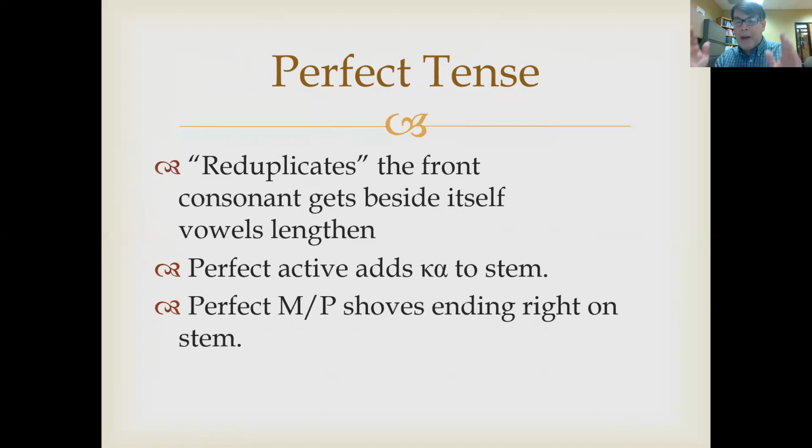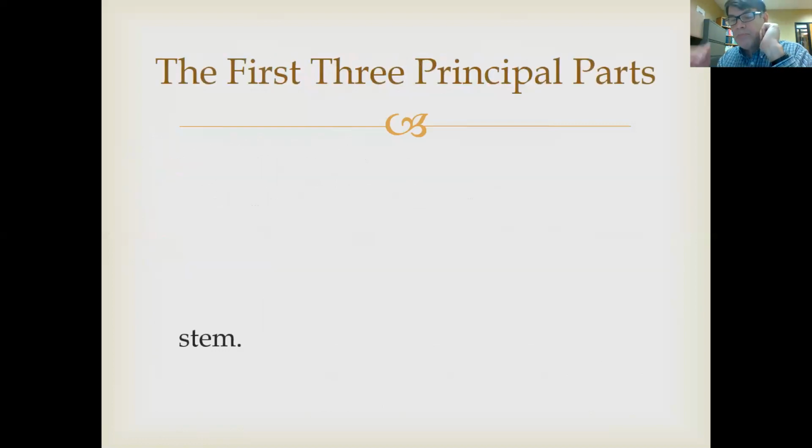If it's perfect middle passive, it shoves the ending right onto the stem. And sometimes you get a crash because there's no cartilage there. It's arthritic, bone against bone. It's going to be messy. Okay, so those are the basic rules. Now let me show you a way to remember what I've just said.